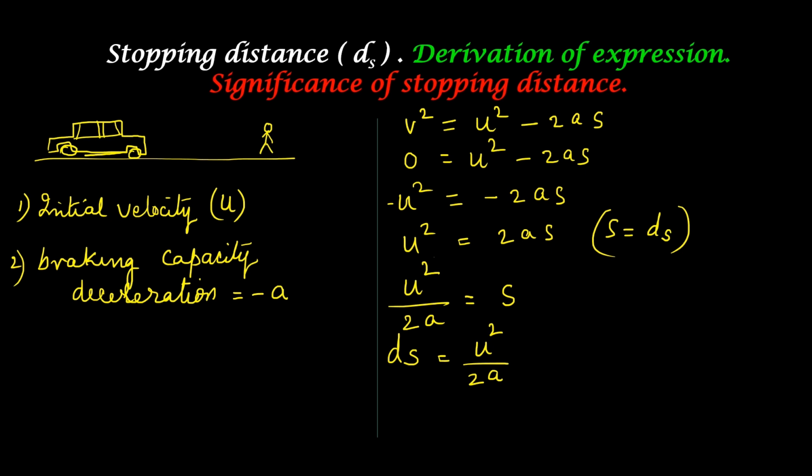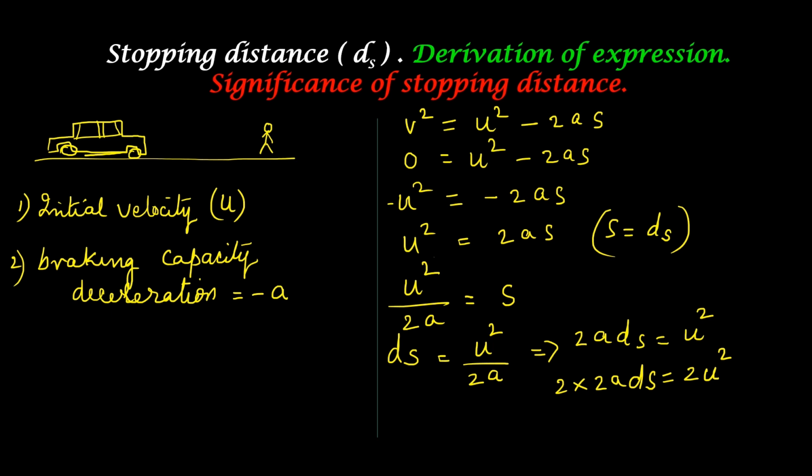But by how much? In order to understand this better, let us just rearrange this as 2a ds is equal to u square. If we increase u square twice, that is, if it becomes equal to 2 into u square, then the left hand side will become 2 into 2a ds, which will be 4a ds. So if the initial velocity is doubled, that is, if a vehicle is coming with double the speed, the stopping distance will increase 4 times. That is why the stopping distance is very important.